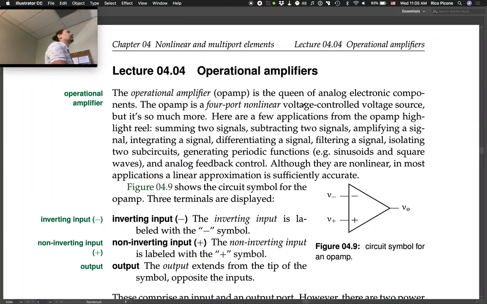Okay, so lecture four, op amps, operational amplifiers. The op amp is the queen of analog electronic components. I mean that in its fullest sense, even the chess sense.